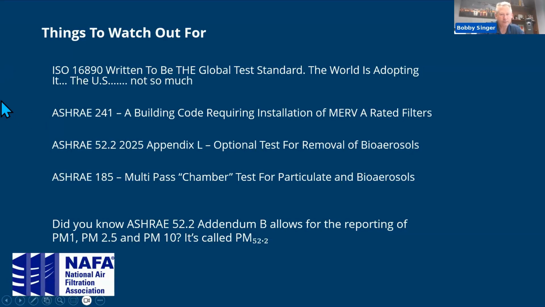ASHRAE 241 caused a big splash in the last few years. That's a building code. It's optional. It's not a mandatory thing by any stretch. But if a building manager or owner decides to adopt this code, filters that go into that installation have to be MERV A rated, which means they have to have been tested to Appendix J, which can be a big deal again when you talk about testing budgets and things.